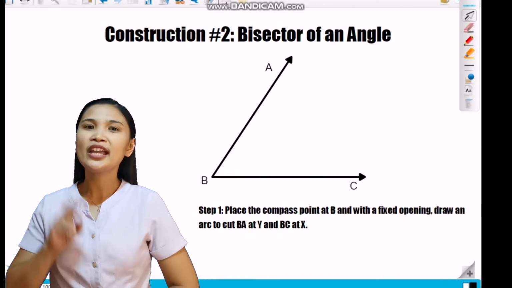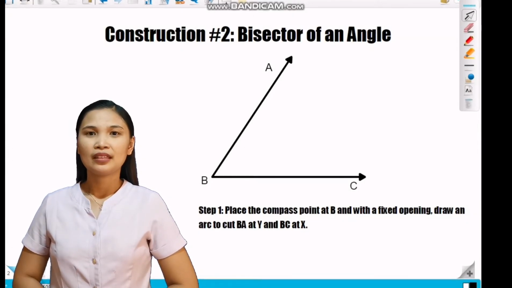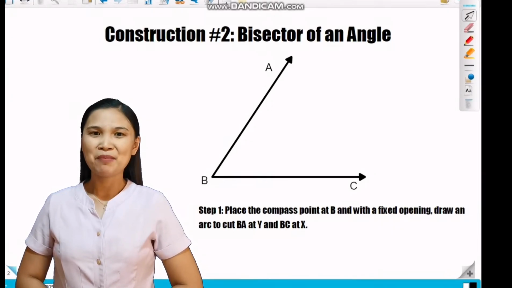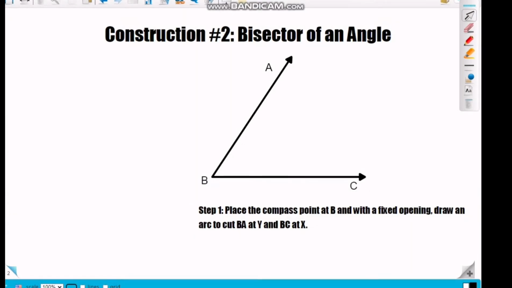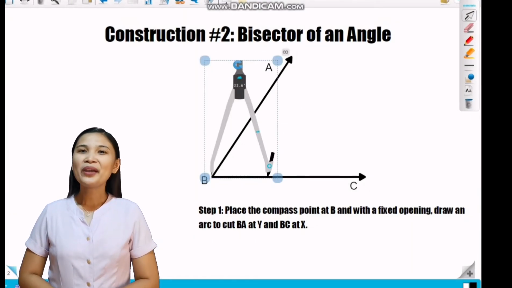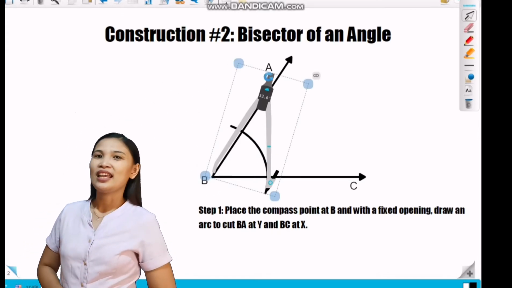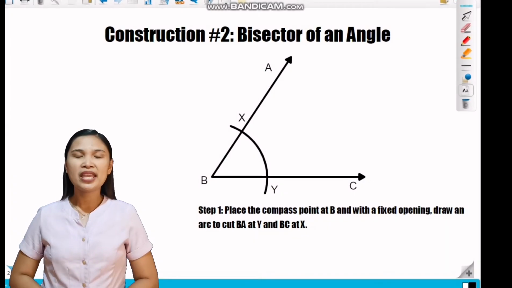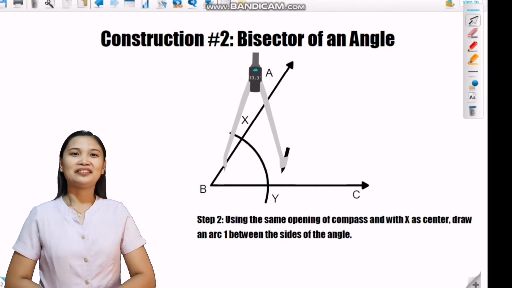Now, let's come to the second part of our activity, and this is construction number 2, bisector of an angle. Let us first draw an angle and call it angle ABC. Okay, we have step 1. Place the compass point at B, and with suitable fixed opening, draw an arc to cut BA at point X and BC at point Y.